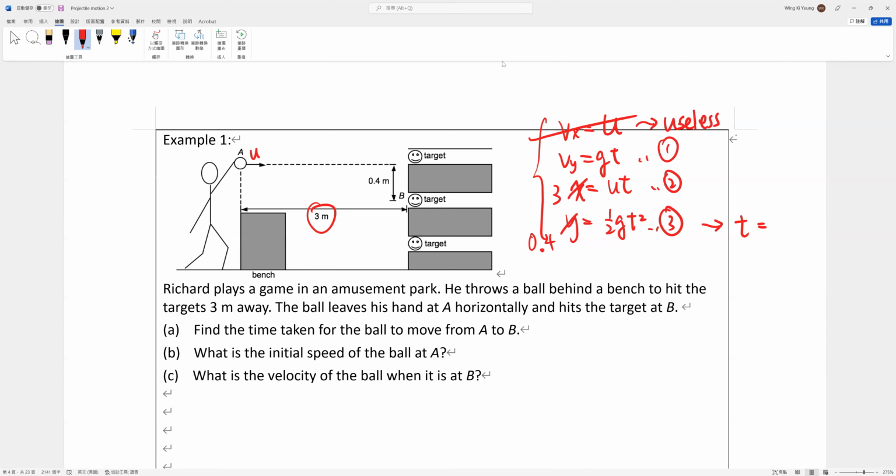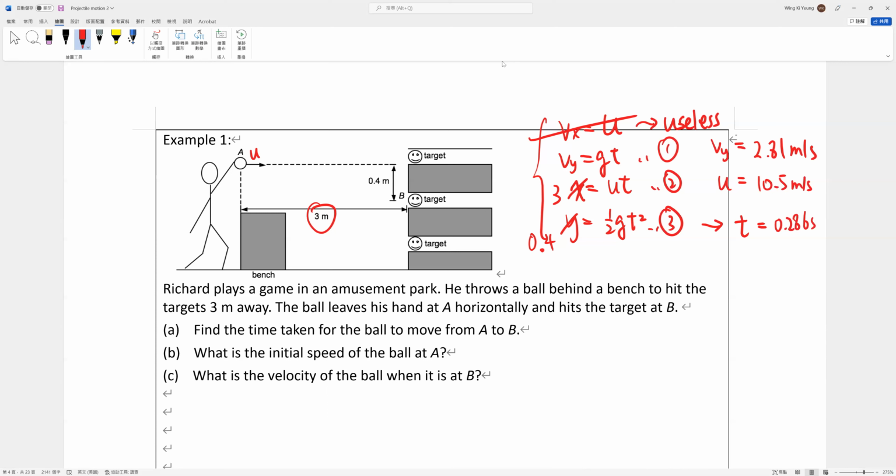Now you can use your calculator. The time will be 0.2856 seconds. After you get the time, you can substitute into the first equation and the second equation to solve for u and solve for Vy. Then u will be 3 divided by the time, 10.5. The Vy will be 2.81 meters per second.